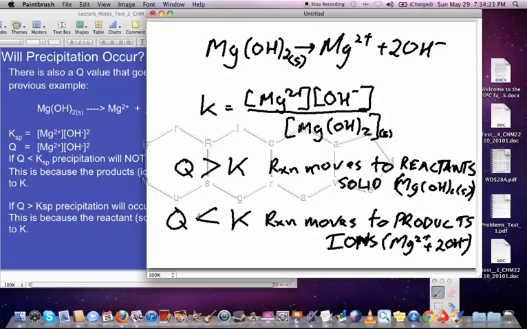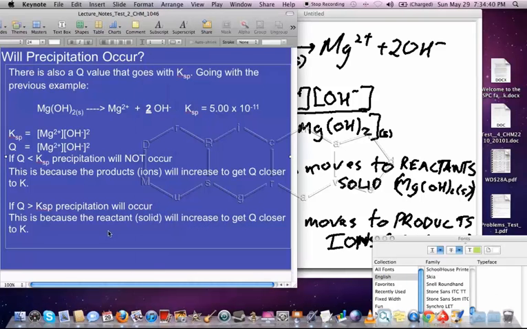Likewise, if Q is less than K here, then what's going to happen is the reaction will move to the product side. Now the product side are ions. So what we're talking about is solid dissolving or moving towards this side. So if Q is less than K, the reaction will move to the side that has the ions on it. And that's why I was saying over here, if Q is less than Ksp, then precipitation will not occur.